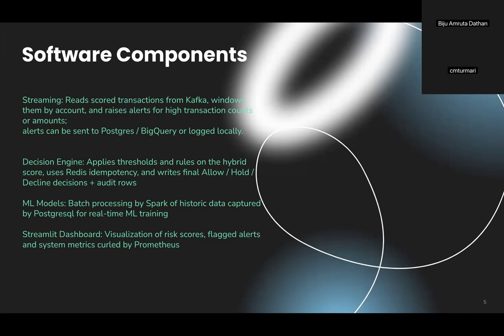So our ML pipeline uses Spark to batch process historic data from Postgres and keeps the models up to date. And the Streamlit dashboard shows risk scores, flagged alerts, and system metrics straight from Prometheus.